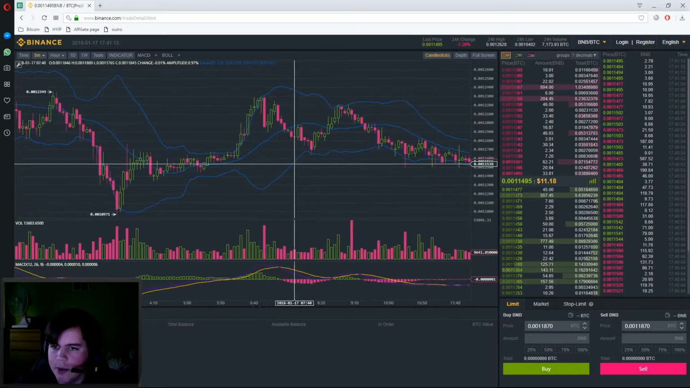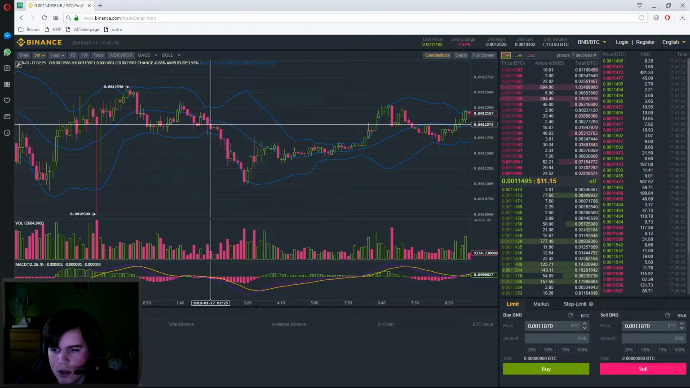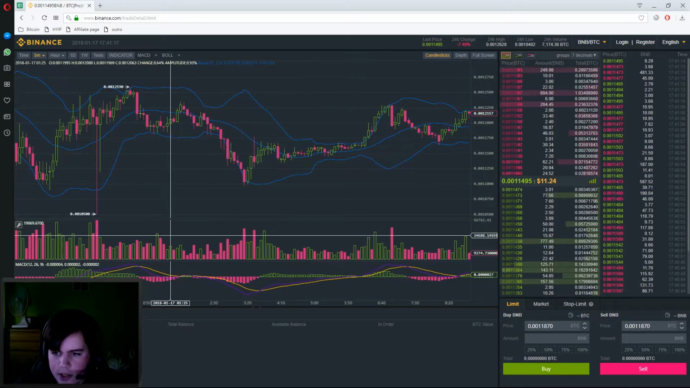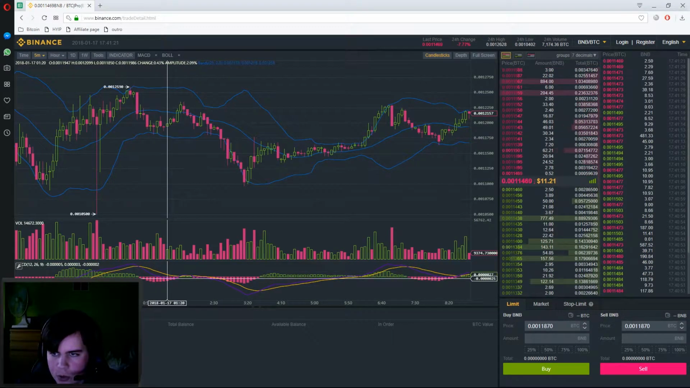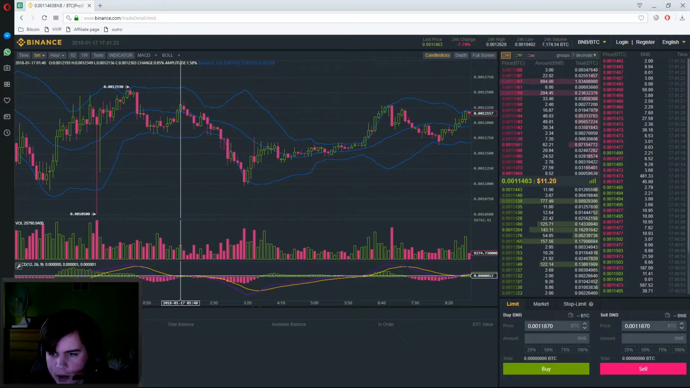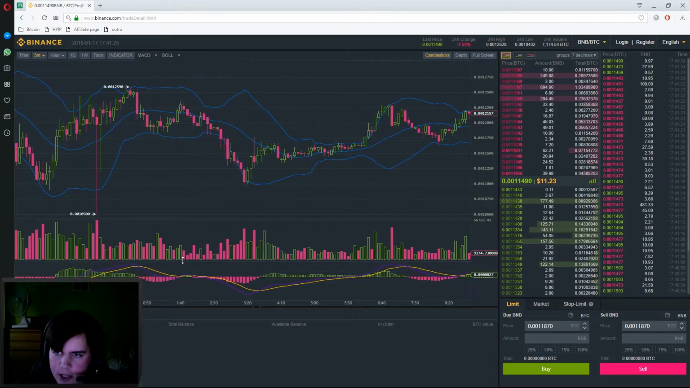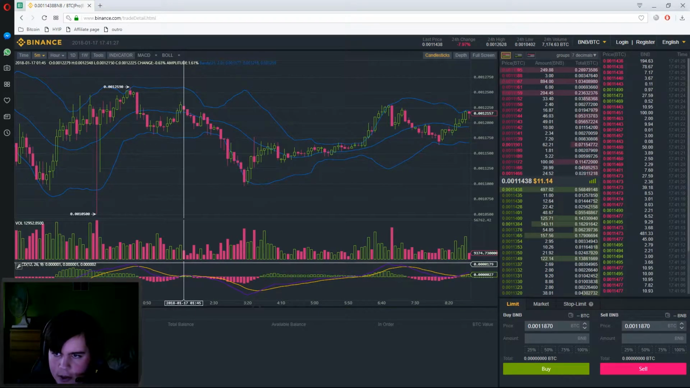Let's check for examples that would have worked, not worked that well. Right here, this is something that we need to have in mind. We need to be careful. The market tested the middle one, it failed, it went back down.